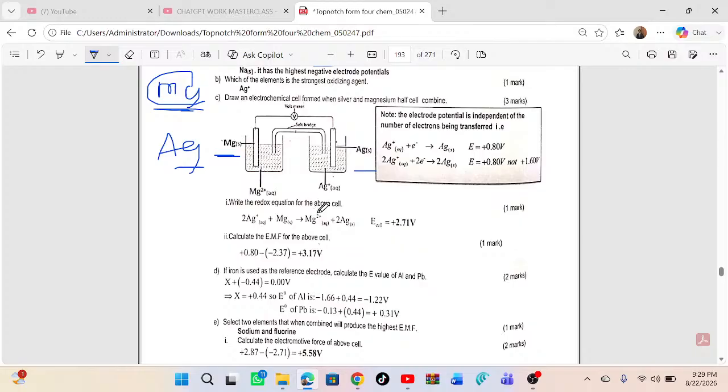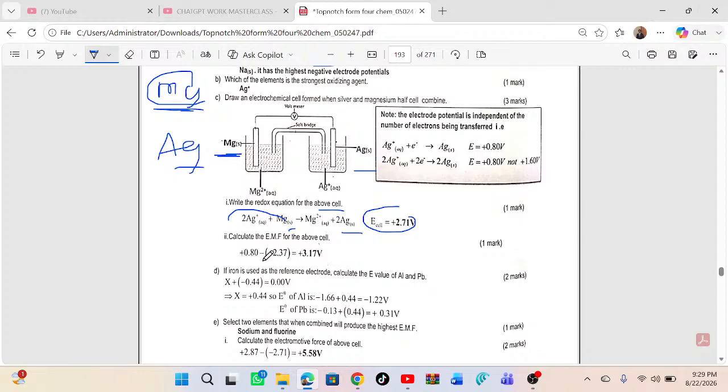So write the redox equation of the cell above. So unaanza na magnesium plus argentum ion. Magnesium plus argentum ion, then magnesium ion, argentum solid.